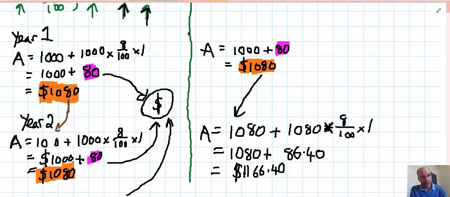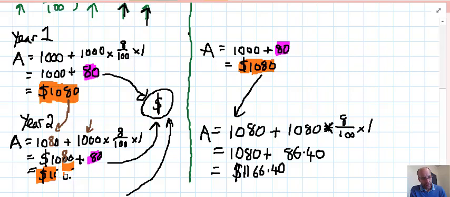Okay, we now have 1,080 there. I'm just putting that in so you can see it in brown there. But the interest is still based on the original amount there. Okay, so let me fix that up. So we have 1,080 plus 80, and I need to fix that up now.